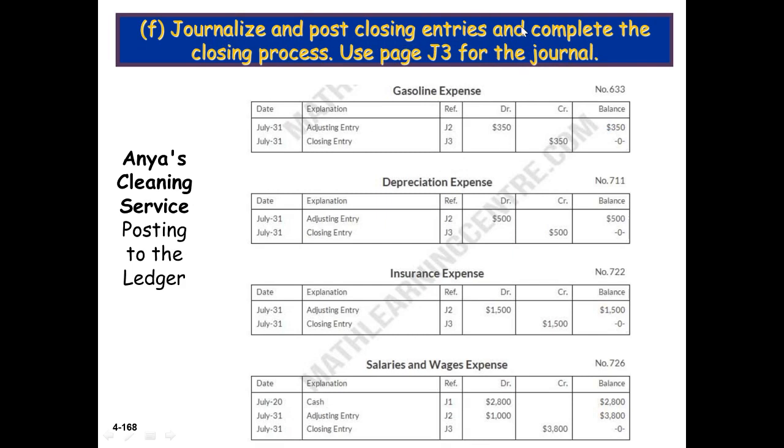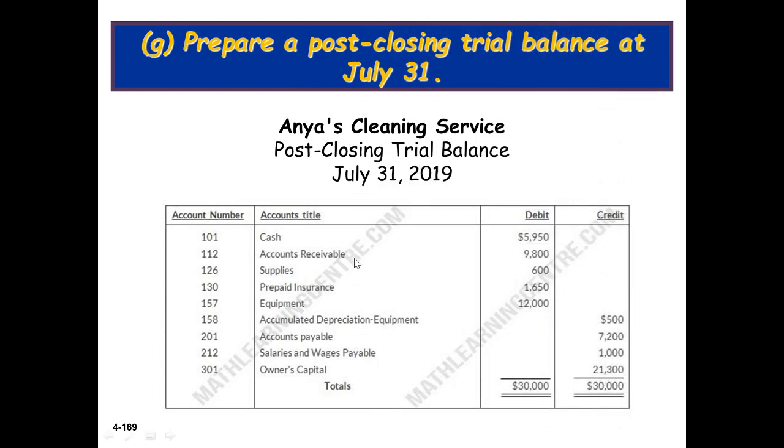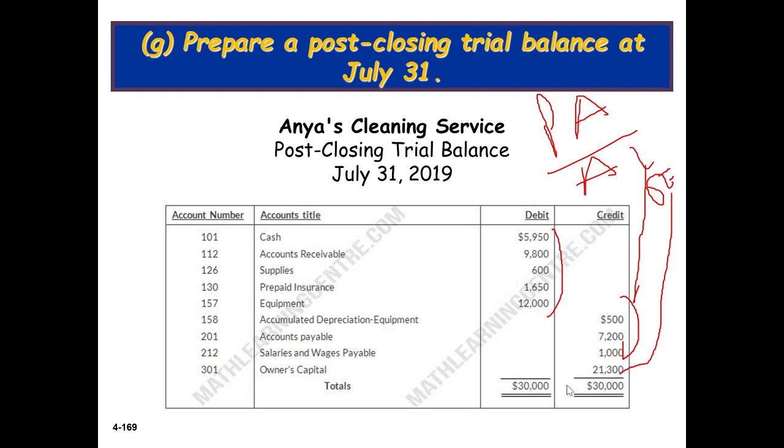So journalize and post closing entries: gasoline expense, depreciation expense, insurance expense, salaries and wages expense. And now the post-closing trial balance. After closing revenue, expenses, and drawing, we get only permanent accounts, as I mentioned in my previous lecture: assets, liabilities, and owner's capital. These are our asset items, these are liabilities items, and this one is the owner's capital item. The totals are equal.